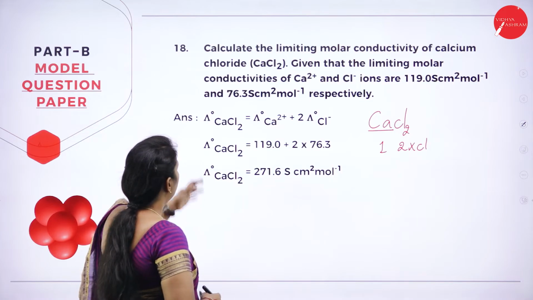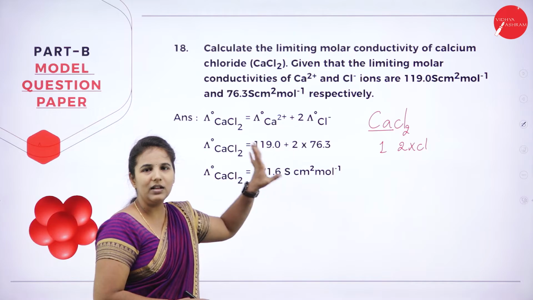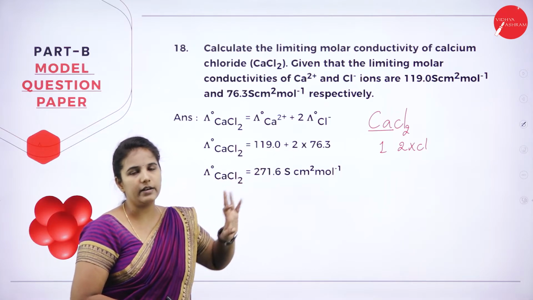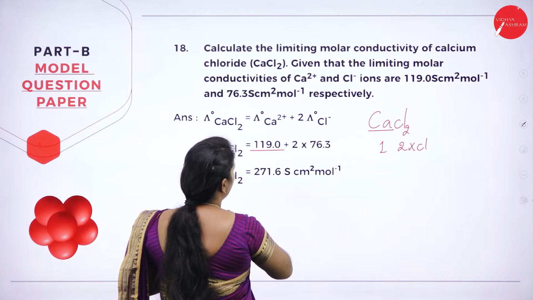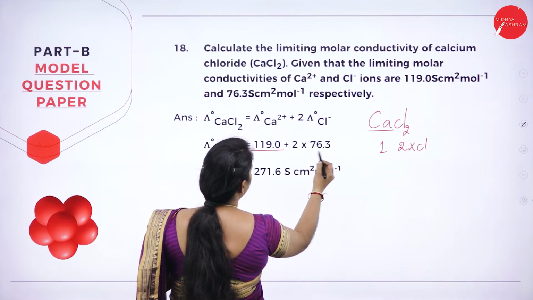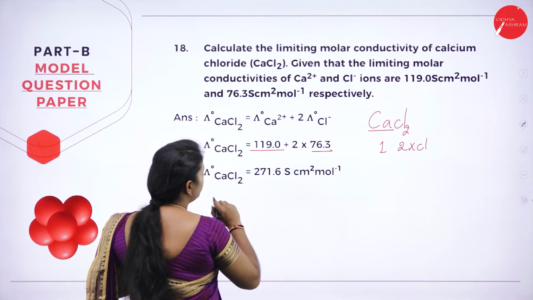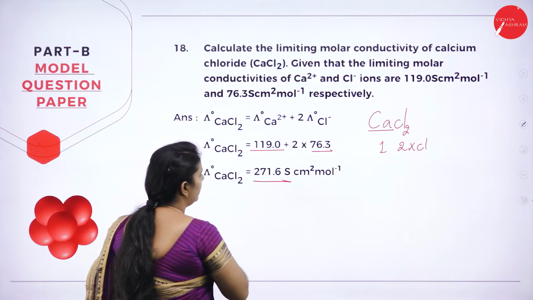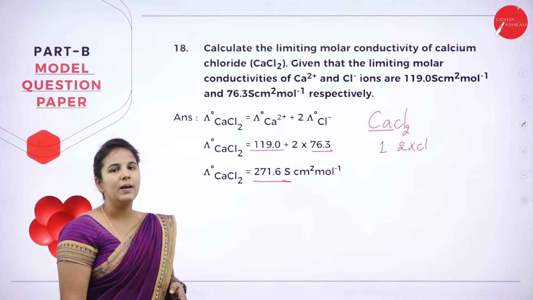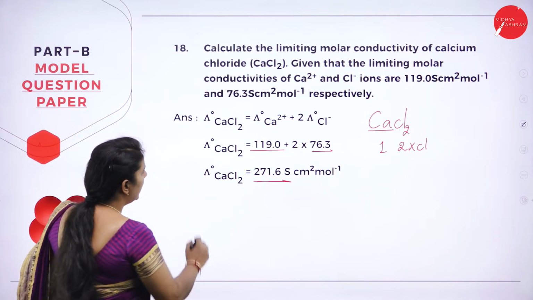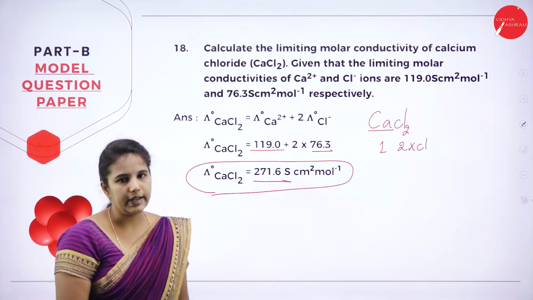So the limiting molar conductivity of calcium chloride is obtained just by adding the molar conductivity of calcium and the chloride ion. For the calcium ion, they have given 119.0. For the chloride ion, it is 2 into 76.3. If you multiply this and add it with 119.0, you will get 271.6 Siemens centimeter square per mole. This is how easily you can calculate the limiting molar conductivity.